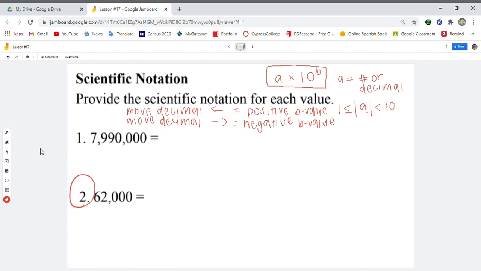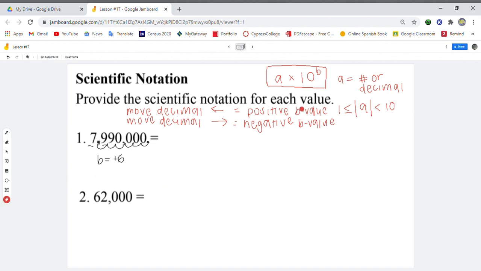So let's go ahead and do these problems. For number 1, we have 7,990,000. We're supposed to move the decimal, and we're trying to move this decimal between the first two numbers, which is 7 and 9. So we're going to move it to the left in order to get there. 1, 2, 3, 4, 5, 6. So we moved it 6 places to the left. And since we moved the decimal to the left, we're going to get a positive b value. So this is our b value, the number of times we moved the decimal. And depending on if we move it left or right, it will be positive or negative.